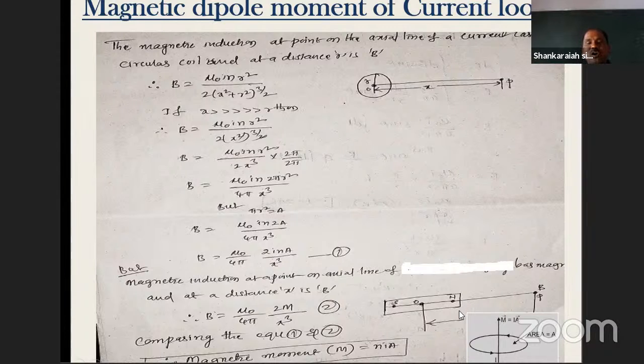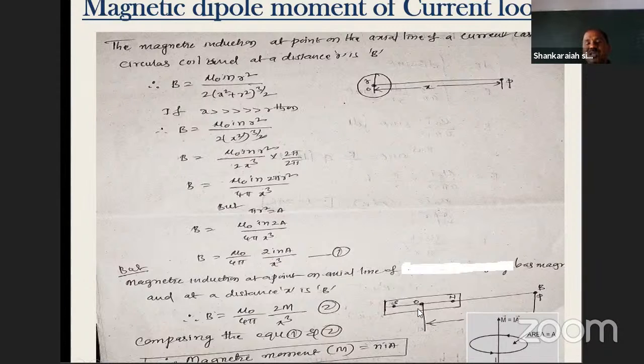This is the bar magnet. This bar magnet has how many poles? Two poles. This is the North pole, this is the South pole. Like this, consider the magnetic induction at a point on the axial line of the bar magnet, at a distance x.